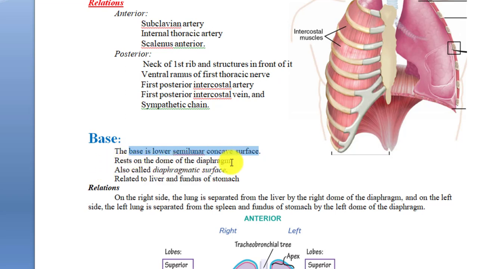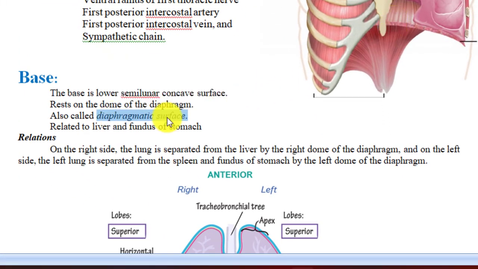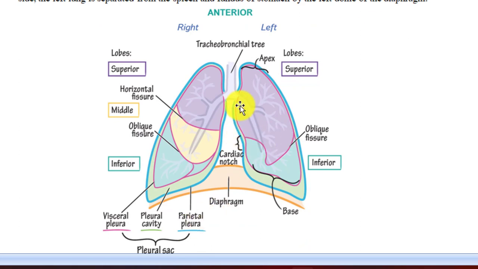It rests on the dome of the diaphragm. It's also called the diaphragmatic surface of the lungs. It is related to the liver and fundus of the stomach. So the right lung, here is the location of the liver, and towards the left lung, the base of the left lung, here is the location of the stomach. So you can see this is the apex, and these two are the bases of the two lungs.